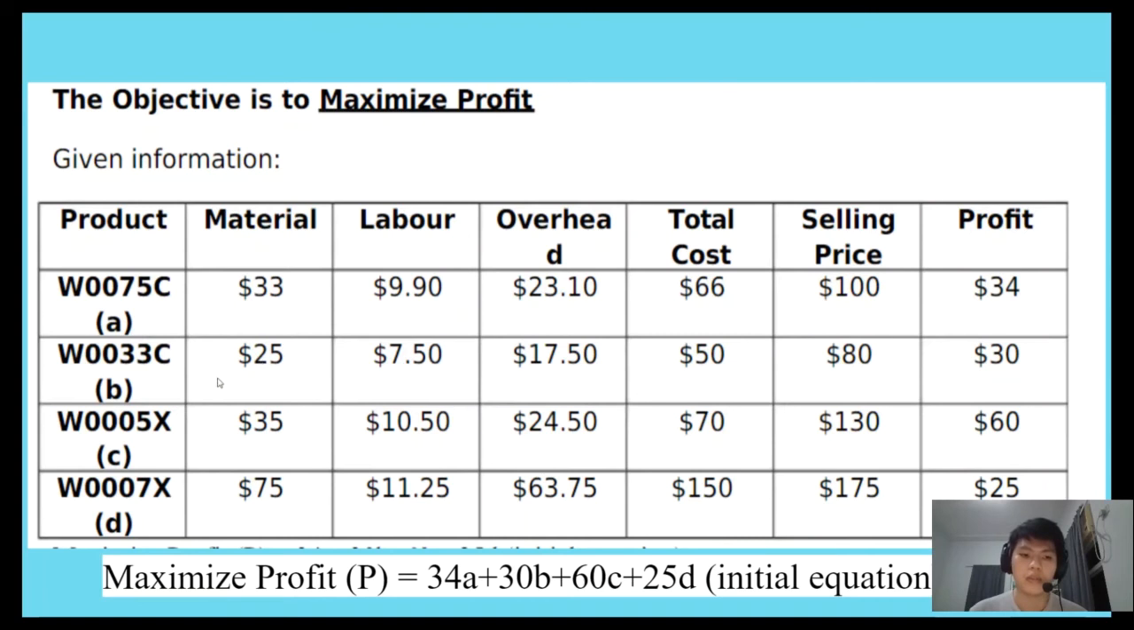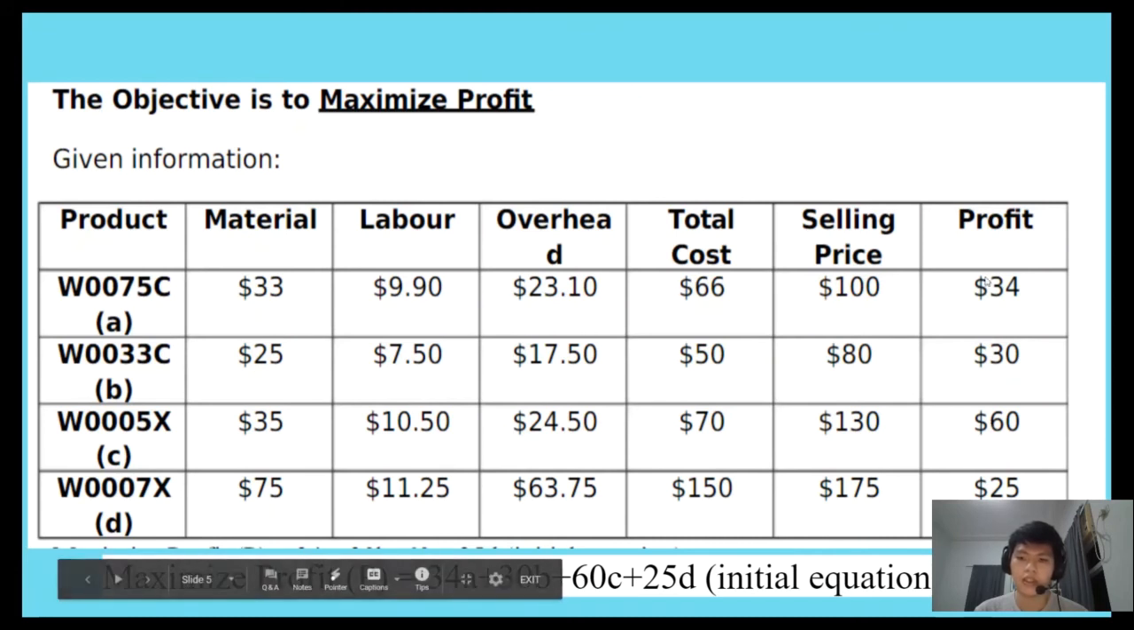And we basically do the same for products B, C, and D. We add the material, labor, and overhead. Total cost 50. Then selling price minus total cost equals 30. So for product C, we have a $60 profit, the highest among all products. And for product D, we have a $25 profit.